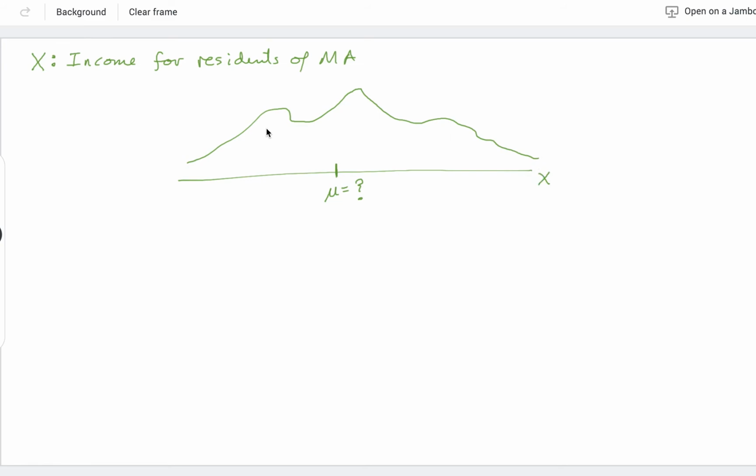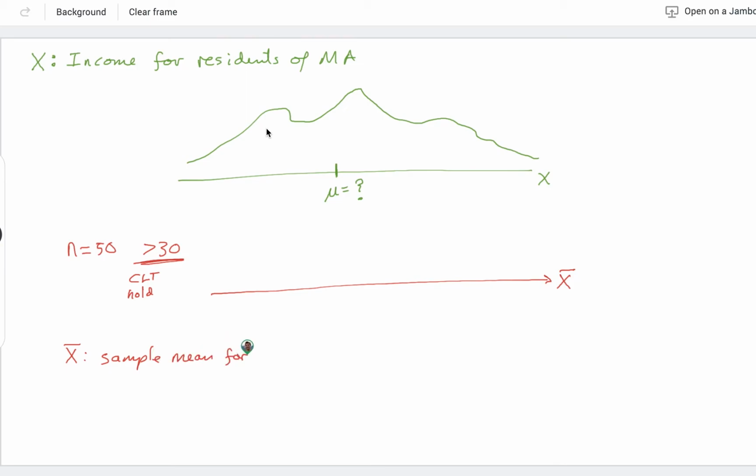Okay? Now in our case, keep in mind that we're looking at samples of size 50. Now this is certainly greater than 30, which means the central limit theorem will hold. So if we consider the distribution of sample means, so x bar we're going to let be our sample mean for a group of 50.